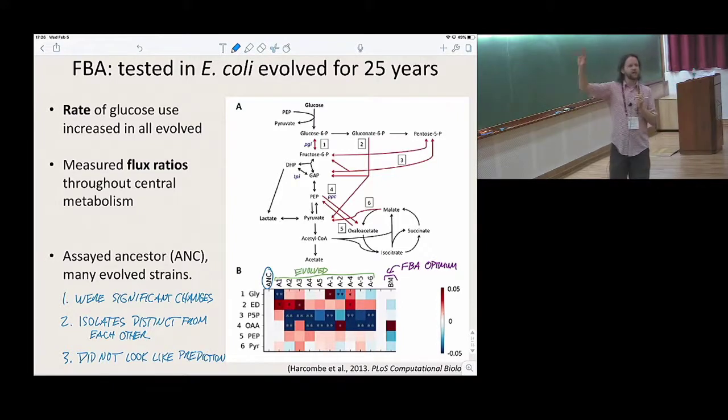We know that their rate for all of them has increased. They grow faster. The rate of glucose uptake is certainly a lot faster. But no one had actually looked to see what proportion of carbon is kept, higher or lower, and what pathways they are using for doing that.